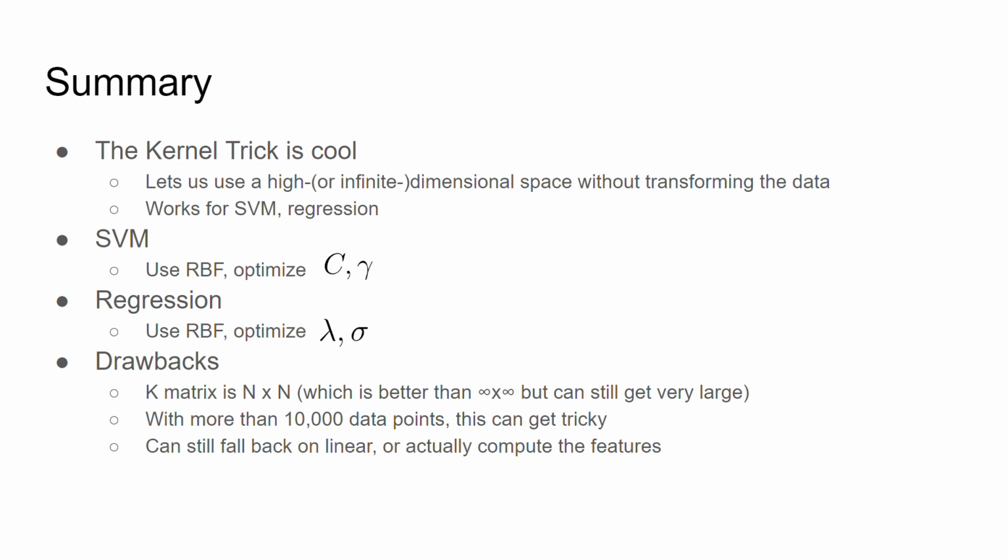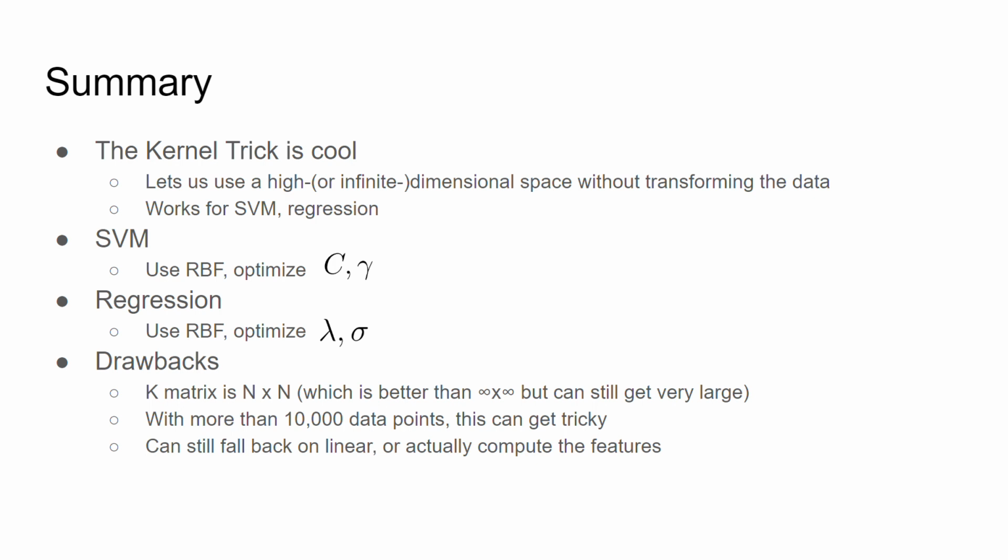So this kernel trick is more general than just support vector machines. It can also be applied to regression and a few other things. The point of this is that we can use an infinite dimensional space without actually transforming the data. Support vector machines and regression are probably the main cases. There's lots of other interesting research where people are working with kernels and looking at their applications in different domains. But as far as practical application right now, those are the two that really pop out.